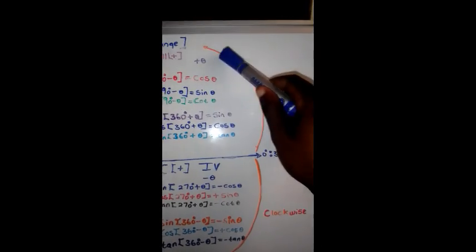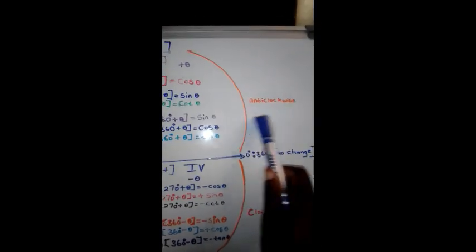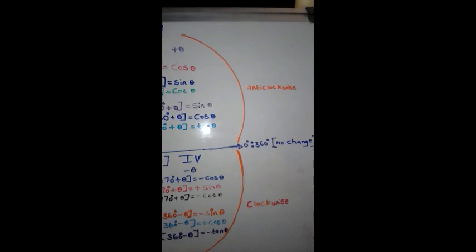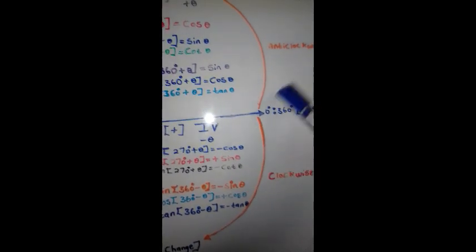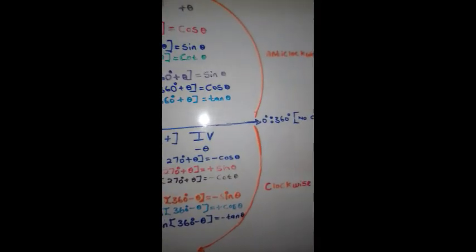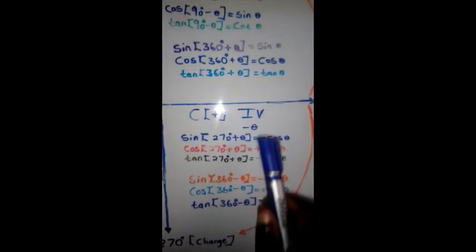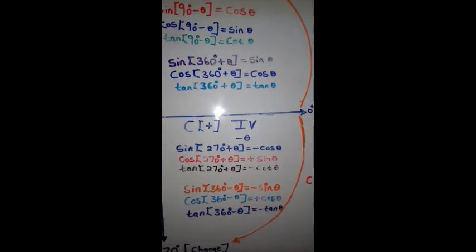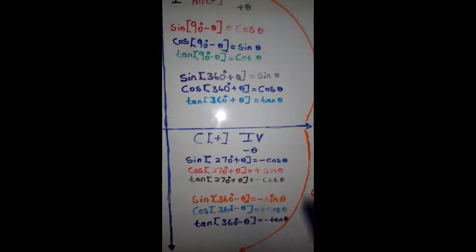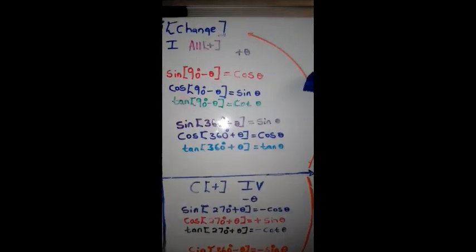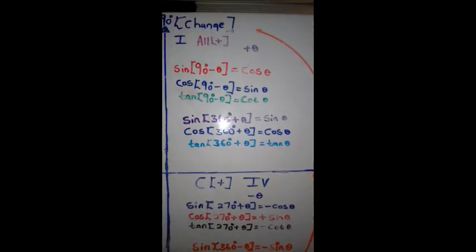So, if you see this orange line going up, I wrote anti-clockwise. And the opposite direction is clockwise. So here we see clockwise and anti-clockwise. When we go clockwise, theta is negative. When we go anti-clockwise, theta is positive. On the first quadrant, theta is positive.